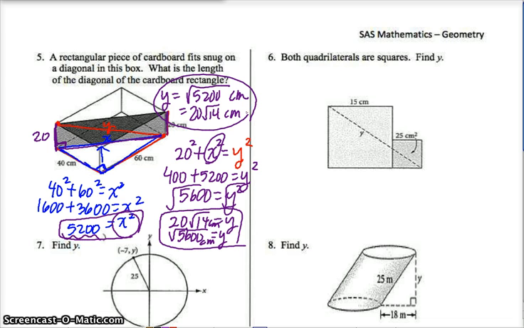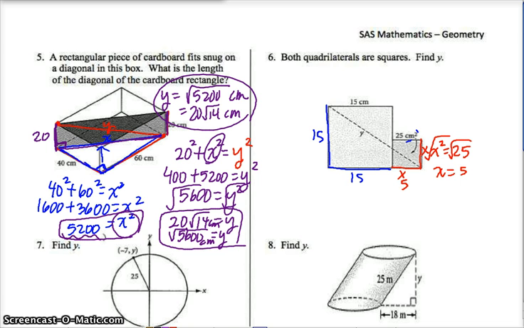Oh, I love this next question. It's super tricky. It says, both quadrilaterals are squares. Find y. So this means this is a 15 by 15, right? And this is 25 centimeters squared. Well, if that's 25 centimeters squared for this area, the area of a box is just side x times x. So what do we do to both sides? We take the square root, so x equals 5. So now this is 5.